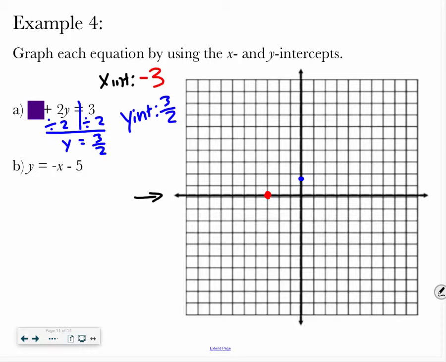I'm going to request that you guys use a straight edge as you do this in order to get some nice looking graphs. Feel free to use the graph paper that you find over by the window. And let's try one more example.